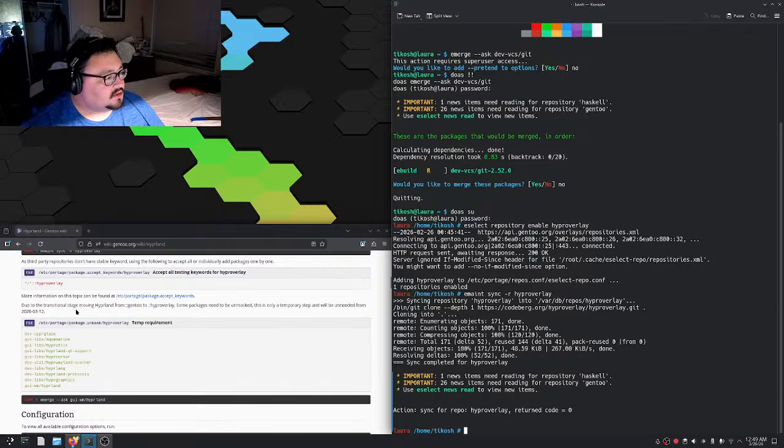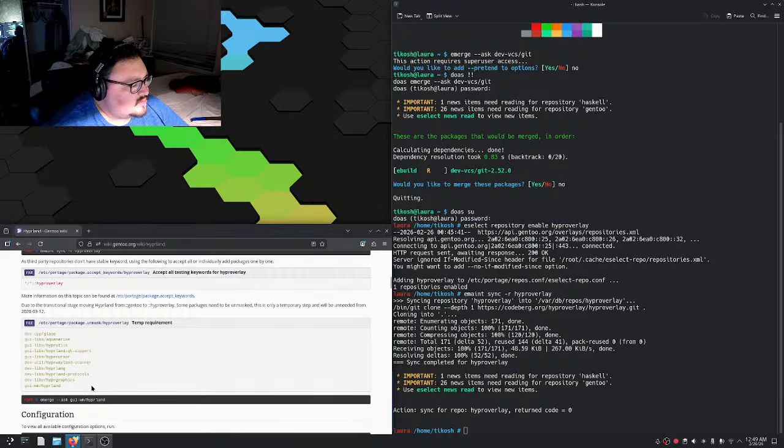Alright, due to the transitional stage of Hyprland from Gentoo to the Hyprland overlay, some packages need to be unmasked. This is only a temporary step and will be unneeded after March 12, 2026. What? Due to the transitional stage of moving. Okay. So this is temporarily required.